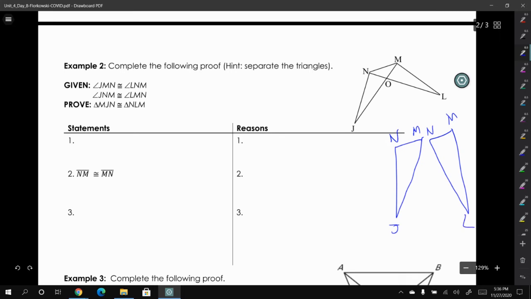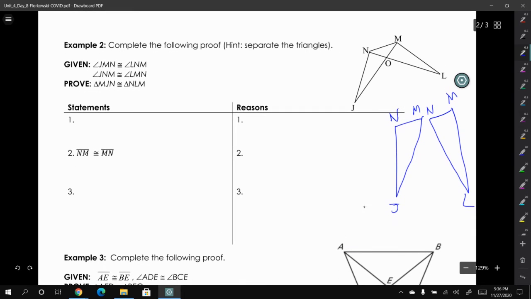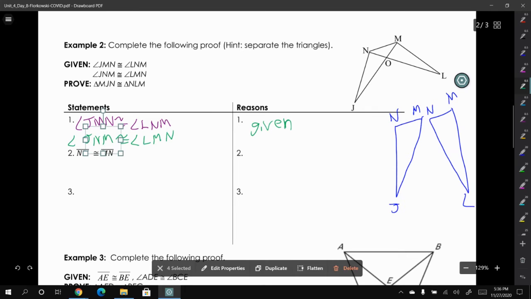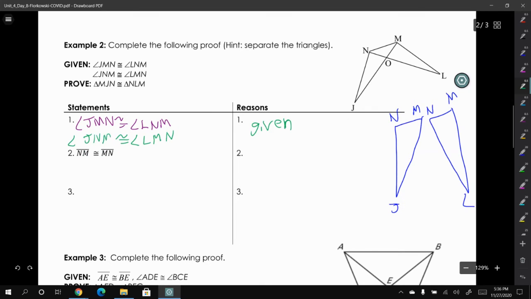Okay, so now let's go and do our proof. We are given that angle JMN is congruent to angle LNM, and we are given that angle JNM is congruent to angle LMN. And those are given. So let's go and mark those real quick, because there's a lot of N's and M's in there that can be very confusing and easy to mistake.